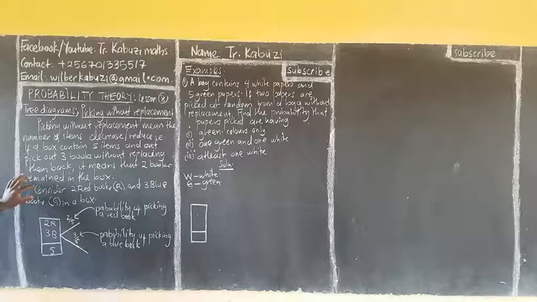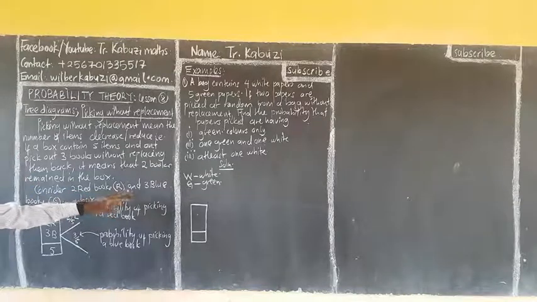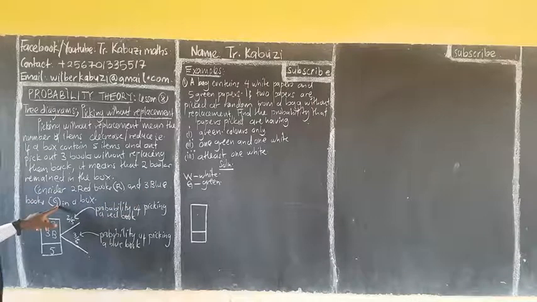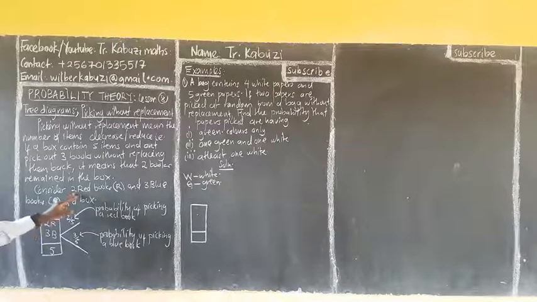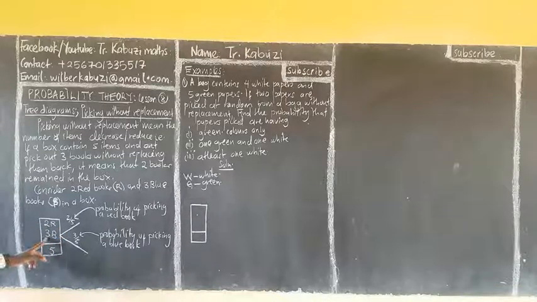Okay, another thing is, let us consider 2 red books, R, and 3 blue books, B. Now, in a box, we assume that this is our box. It has 2 red and 3 blue books. It means that the probability of picking a red book out is 2 out of 5. Then the probability of picking 1 blue book is 3 over 5, the total number. So this is the probability for a red, this is the probability for a blue, and together you get the total.